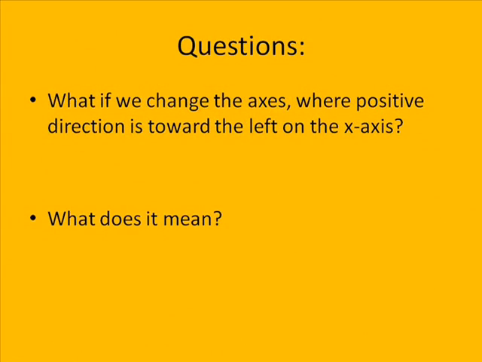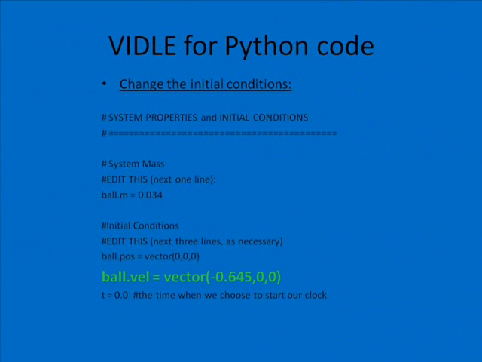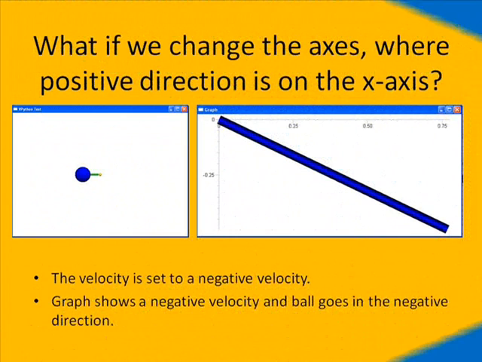Now we will answer our questions. What if we change the axis, where the positive direction is toward the left of the x-axis? We can go back to Python and test it. To test this, we will set the velocity to a negative velocity. Once we run it, we can see that we have the same graph, but with a negative constant velocity, and the ball goes in the negative x direction.